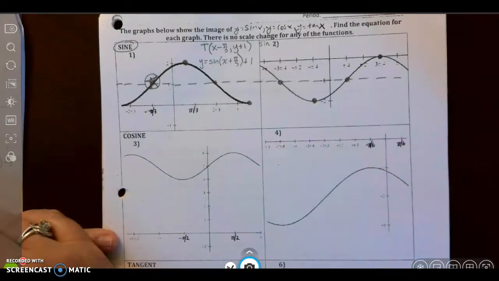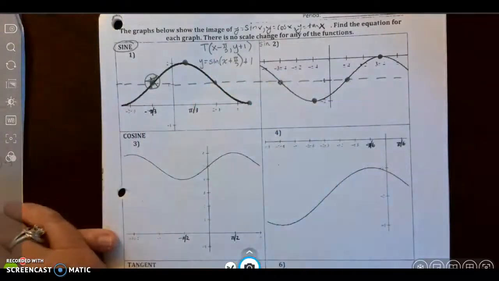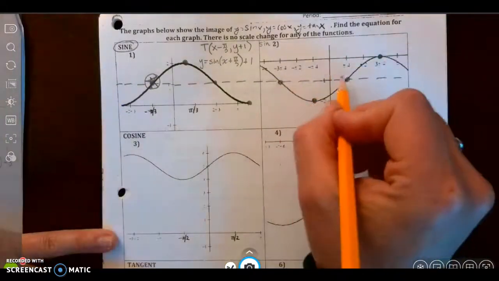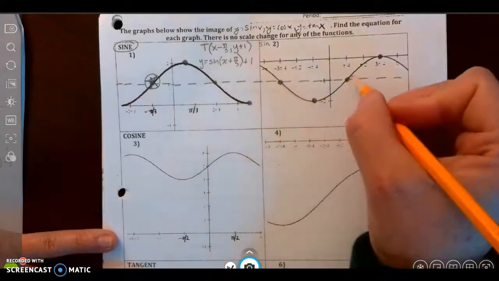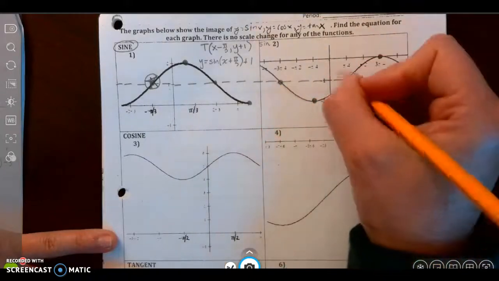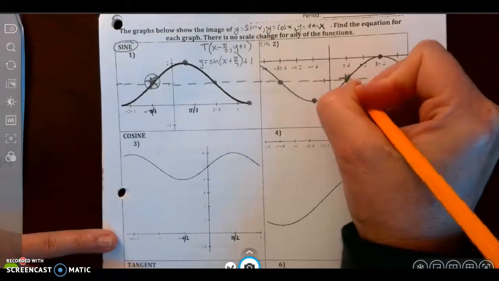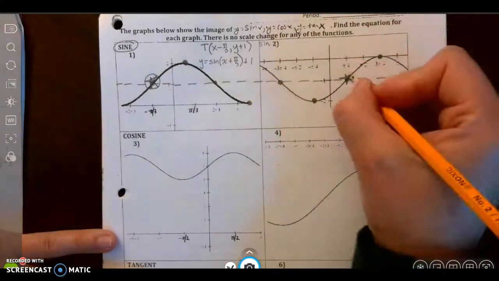Then I look for the starting point for sine. The starting point for sine starts on the axis and moves up. These are my only two that are on the axis. This one's on the axis going down. This one's on the axis going up. So this is my starting point for sine right here.